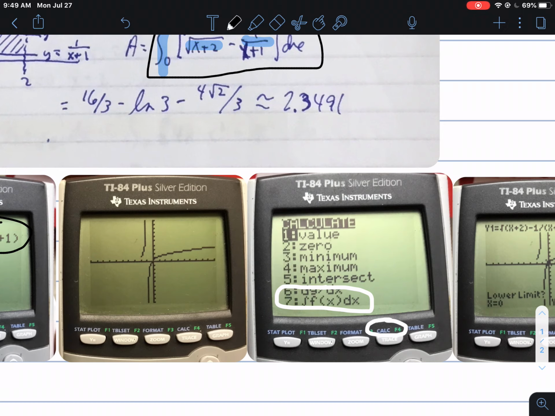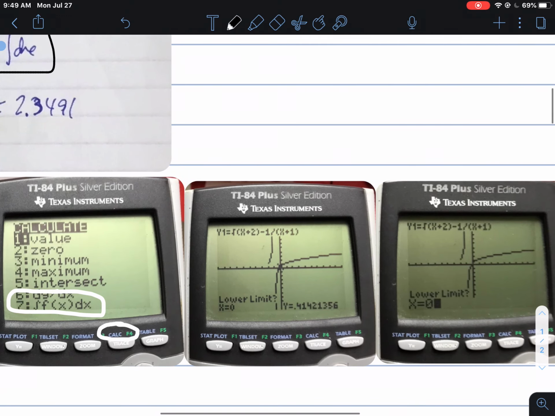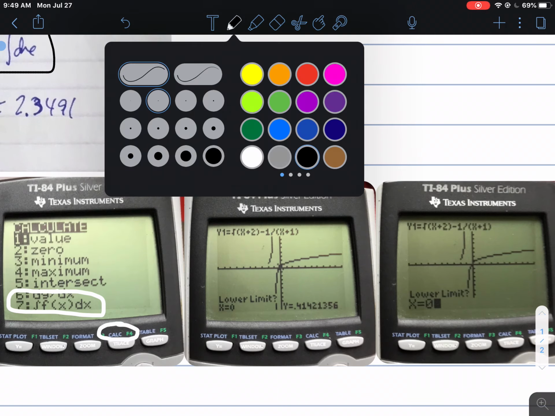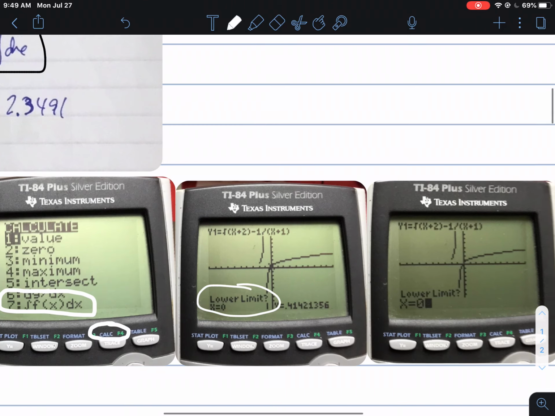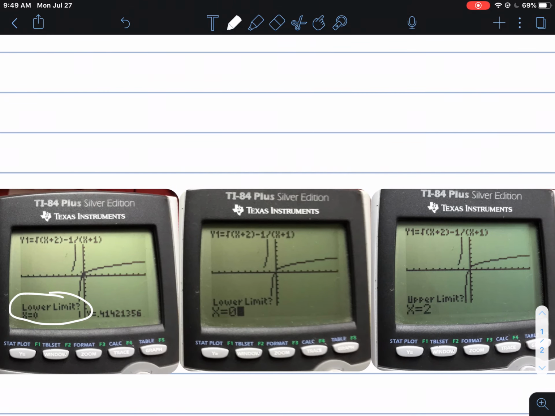So go ahead and select number 7, and it'll bring you back to your graph, and then notice at the bottom it will say lower limit. At the bottom it says lower limit. So enter in the lower limit of your integral, which is 0. So I just typed in 0.